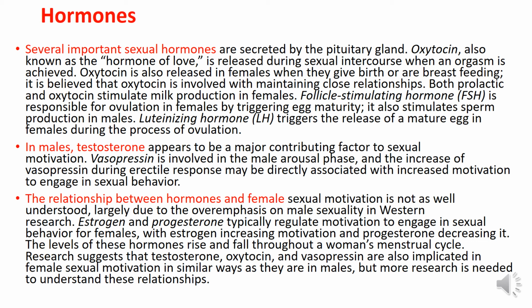We have estrogen and progesterone, which typically regulate motivation to engage in sexual behavior for females, with estrogen increasing motivation and progesterone decreasing it. The levels of these hormones rise and fall throughout a woman's menstrual cycle. Research suggests that testosterone, oxytocin, and vasopressin are also implicated in female sexual motivation, similar to males, but more research is needed to understand these relationships.